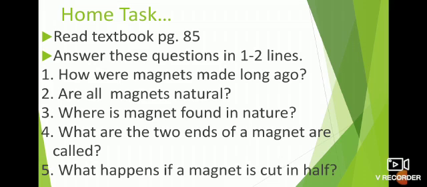The home task for you is to read textbook page number 85. Answer the following questions in only 1 to 2 lines. How were magnets made long ago? Are all magnets natural? Where is magnet found in nature? What are the two ends of a magnet called? And what happens if a magnet is cut in half?